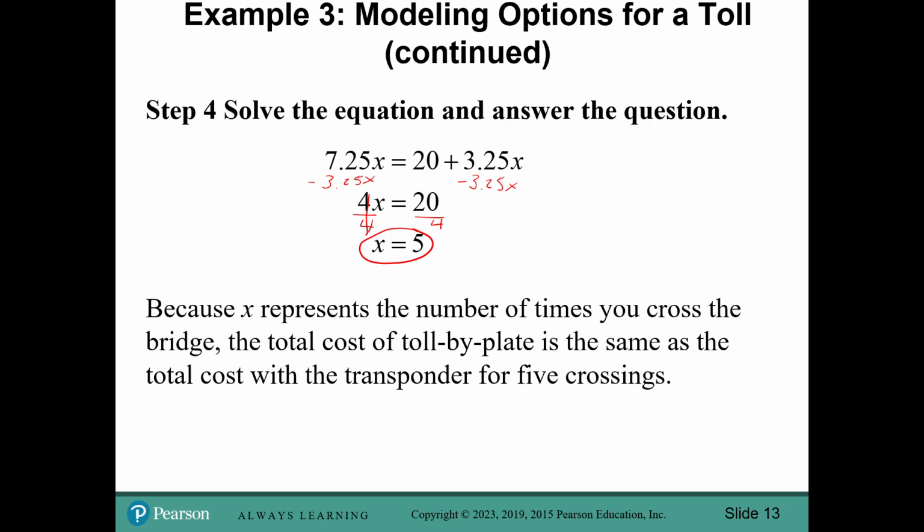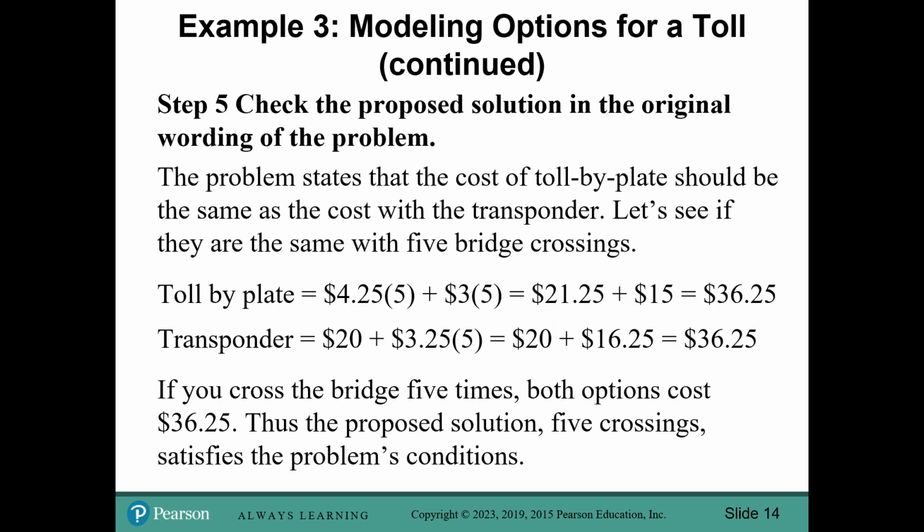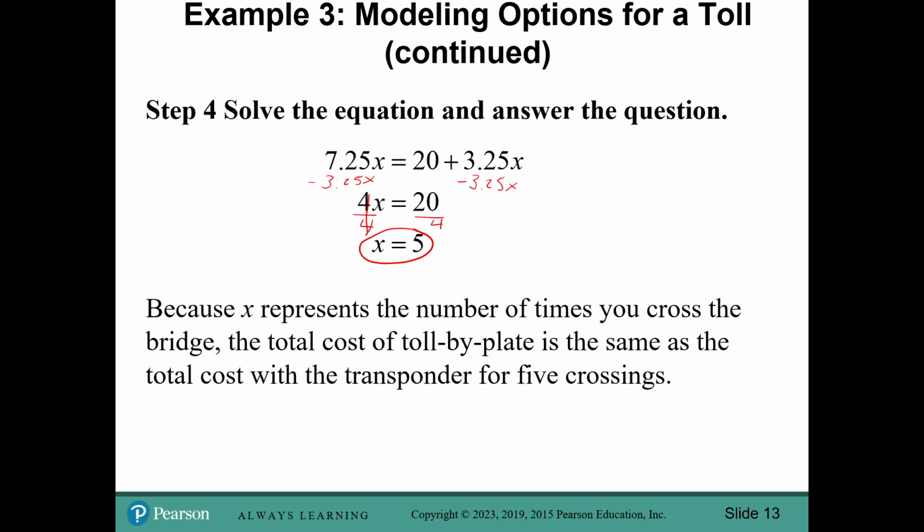So maybe I don't buy the transponder, I just do the toll by plate. Or maybe I buy the transponder just so I'm not having to worry about doing the toll by plate every time. Maybe it's a more inconvenient process. But either way, it's going to be the same amount of money. What we can also see here that's not modeled in this problem is that if we're doing it less than 5 times, the toll by plate is going to actually be less than the transponder. So the transponder only starts being better over 5.